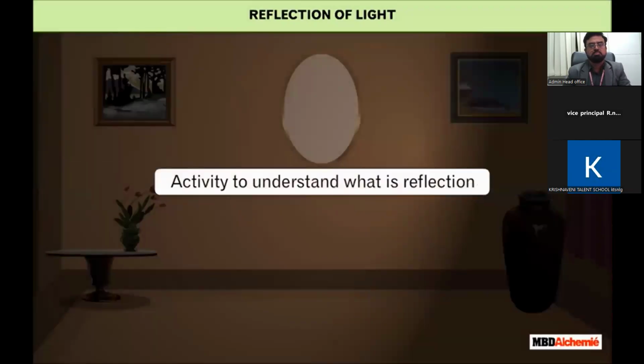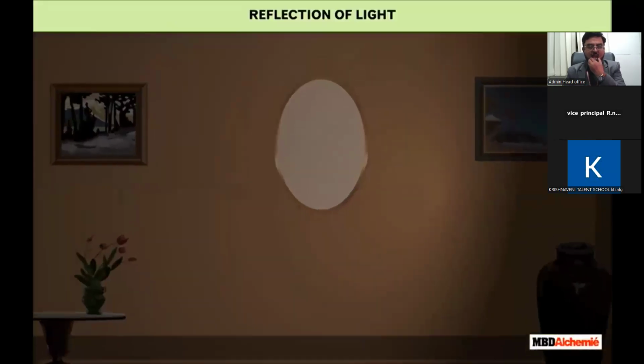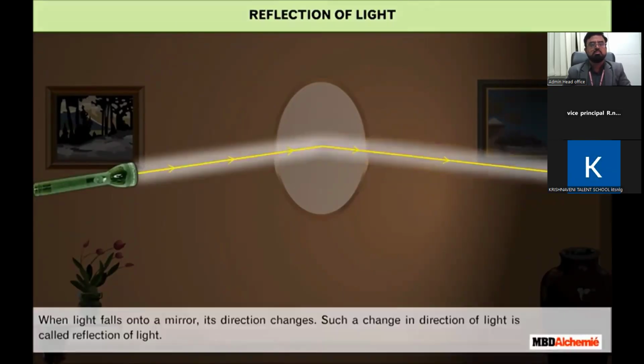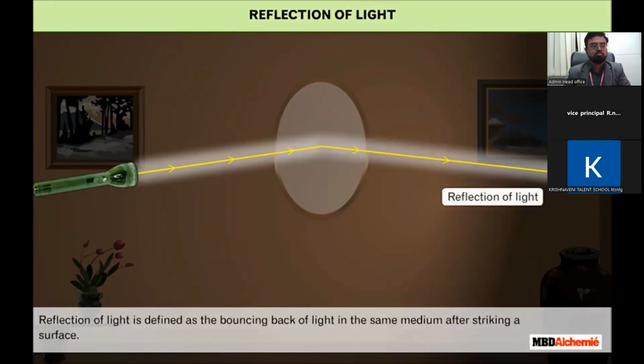Let us do an activity to understand what reflection is. In a dark, empty room, from the left, shine a flashlight on a mirror. In this case, you will see a bright patch of light on the wall to your right. This means that when light falls onto a mirror, its direction changes. Such a change in direction of light is called reflection of light. Thus, reflection of light is defined as the bouncing back of light in the same medium after striking a surface.